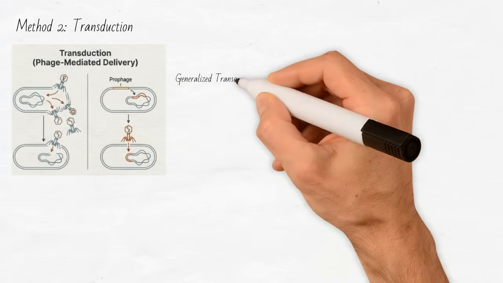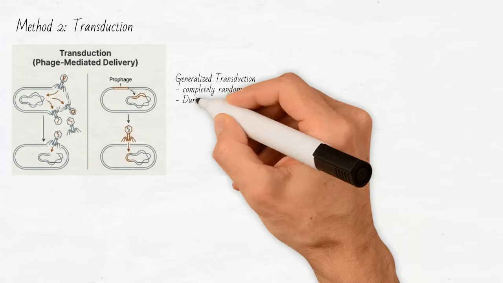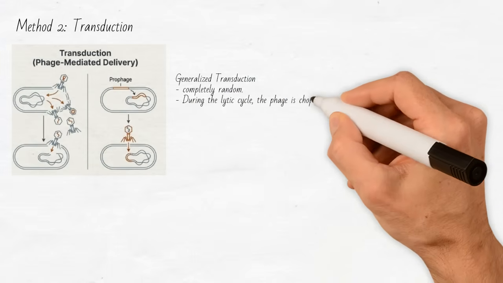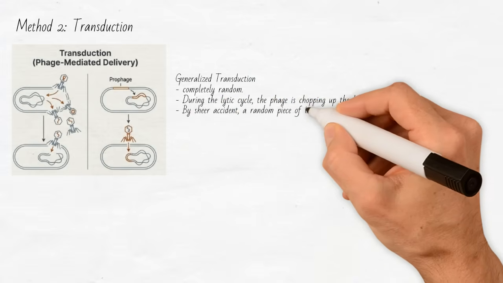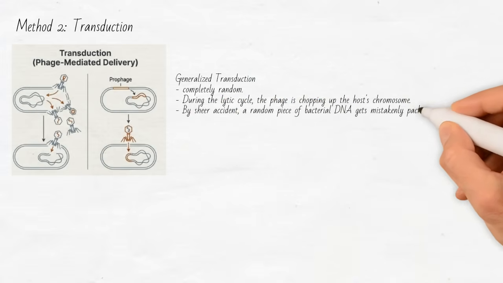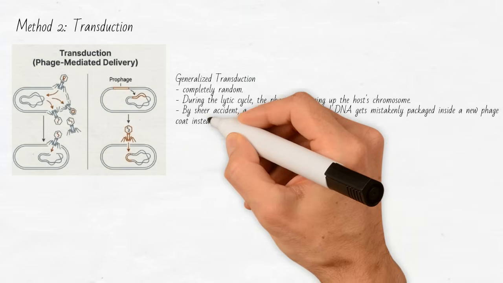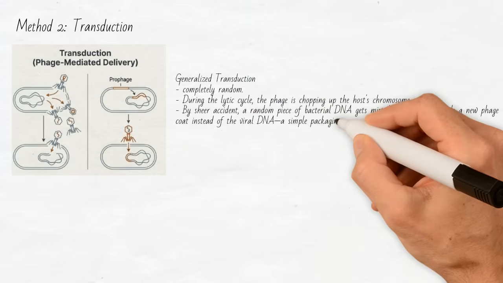First, generalized transduction, which is completely random. During the lytic cycle, the phage is chopping up the host's chromosome. By sheer accident, a random piece of bacterial DNA gets mistakenly packaged inside a new phage coat instead of the viral DNA, a simple packaging error.